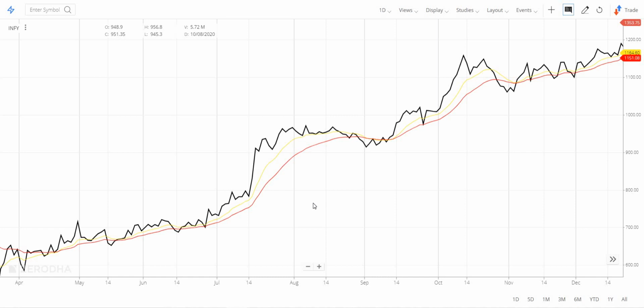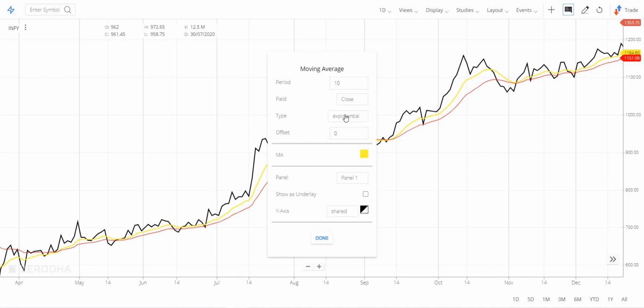So the combination we are going to use is the 10, 20 and 50 day moving average. While using double moving average, we have used exponential moving average. So now let's use simple moving average for this triple crossover. You can use EMA in this also, but we are going to use simple only. 10, 20 and 50 simple.